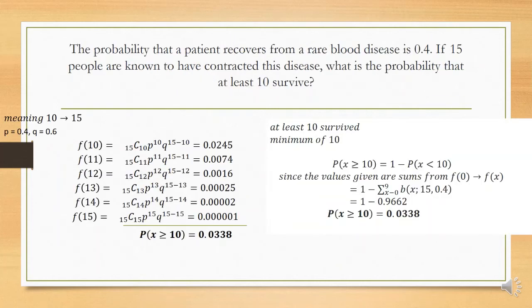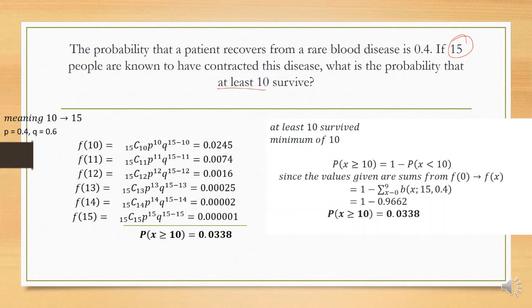So, para hindi kayo malito, balikan natin yung sa binomial problem natin. Okay? Kasi sa binomial problem, alam natin yung dulo ng number ng samples, which is 15. Kaya, kung at least 10 yung pinag-uusapan, alam natin na 10 hanggang 15 siya.